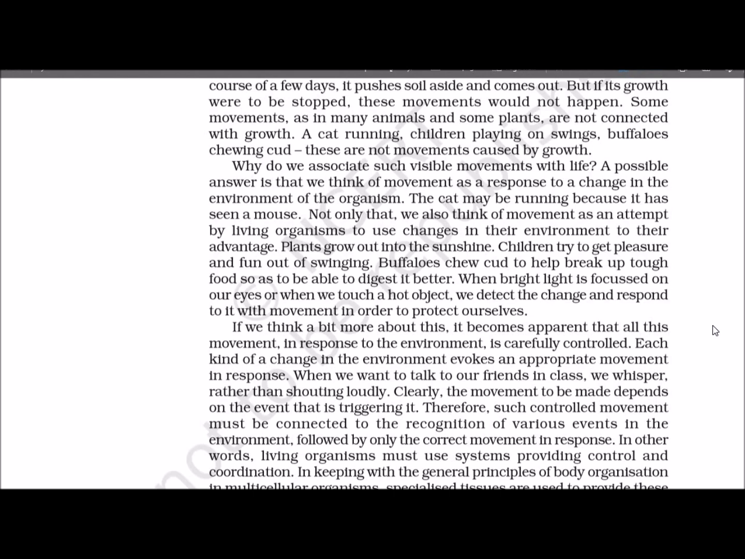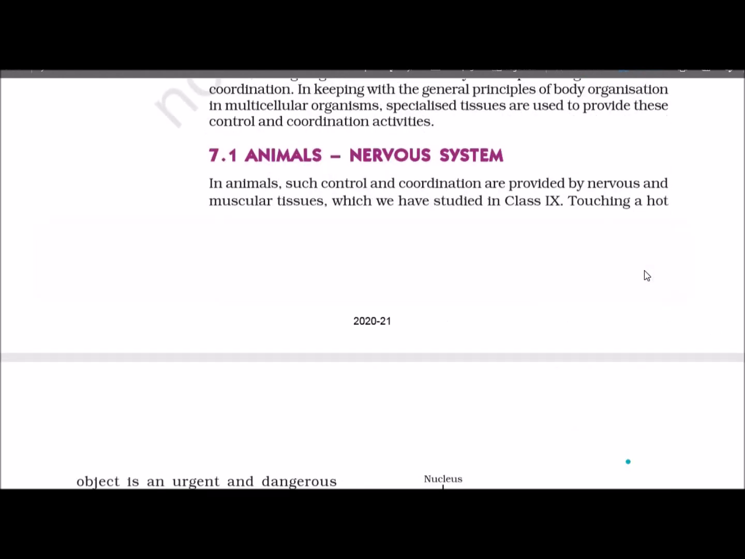Non-growth movements and some growth movements occur in response to changes in the environment, like the cat may be running for a mouse or away from a dog. Plants grow toward the sun or toward the sunshine. In all cases, movements are performed for providing advantages to the living organism. In animals, control and coordination are performed by the nervous and the muscular tissue. Both are absent in the case of plants.